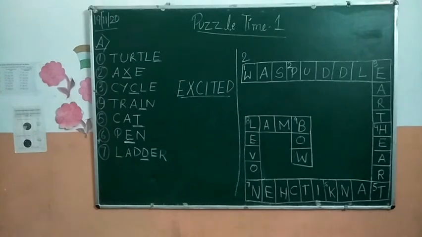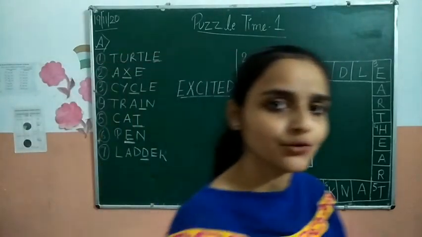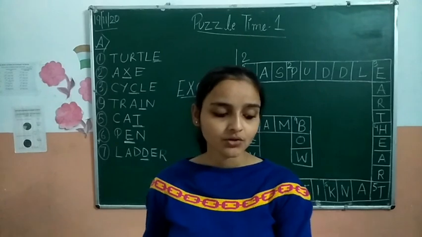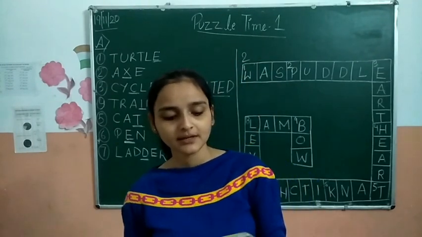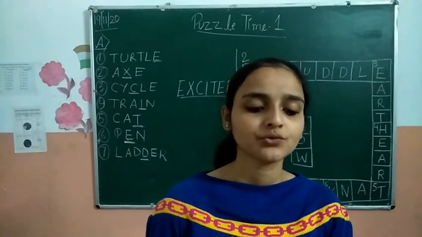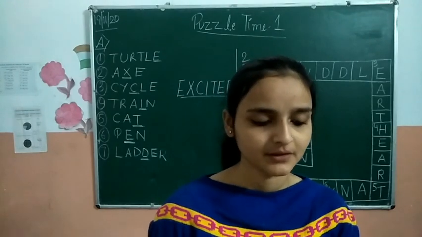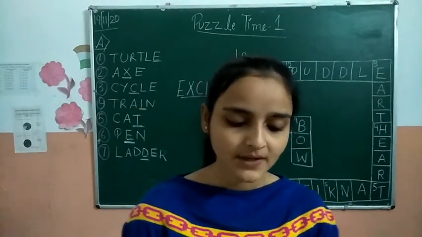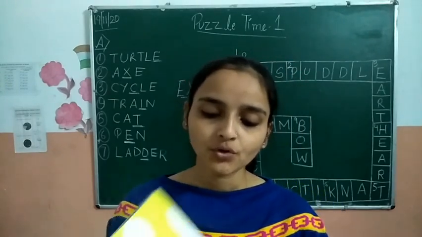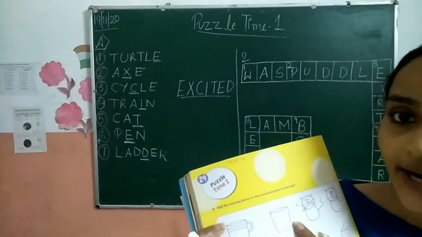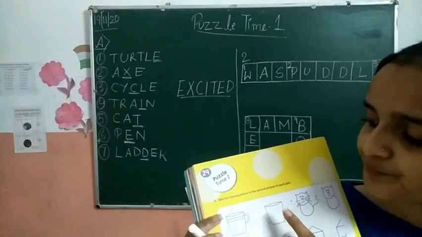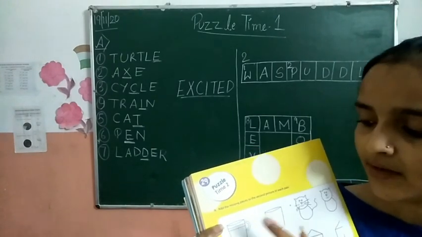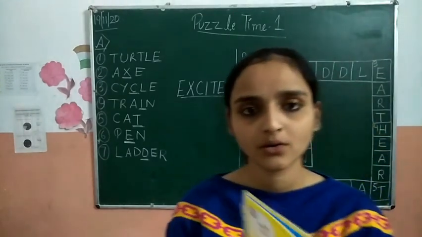Now turn the page, open page number 34. This page you have to do on your own. This is your homework. Okay, look at question A. What is written? Add the missing piece to the second picture in each pair. Here four pairs are given: A is cup, B is cat, C is box, D is house. You have to look at the first picture very carefully and then the second picture. You have to draw the missing parts by looking at the first picture. You will do this at home.